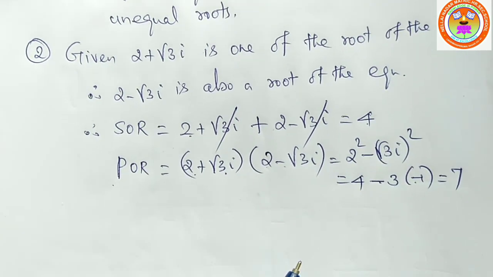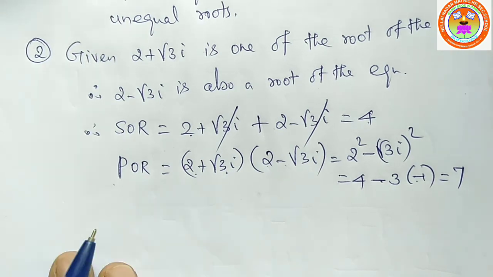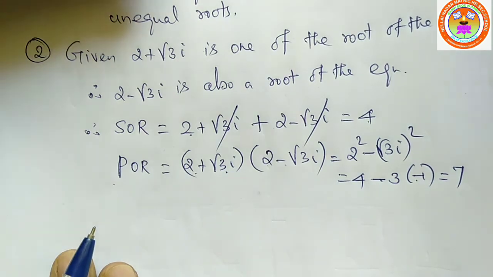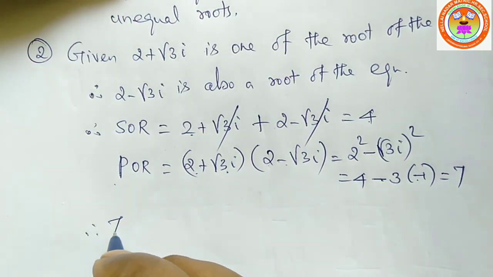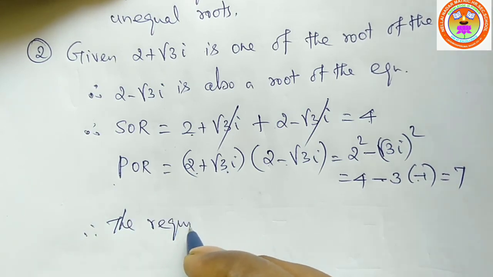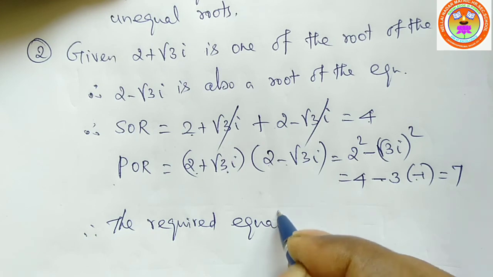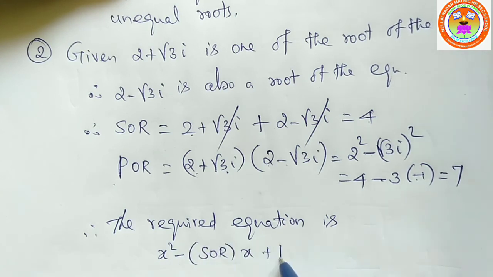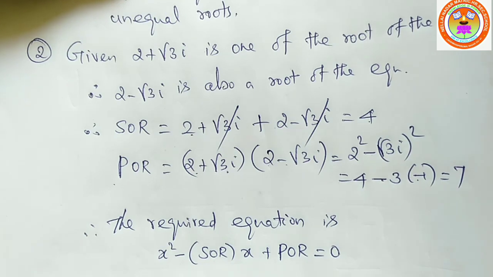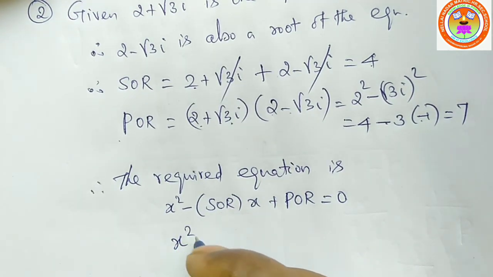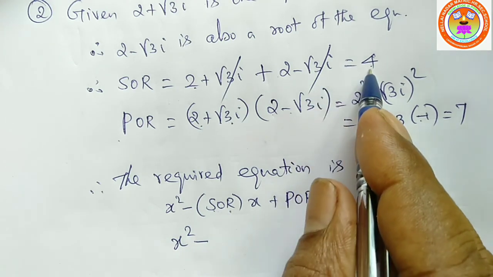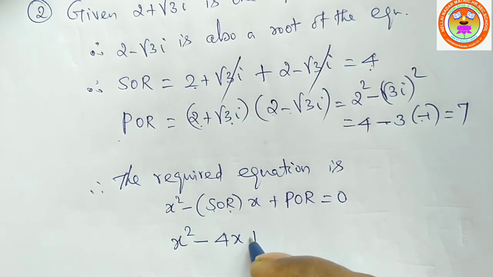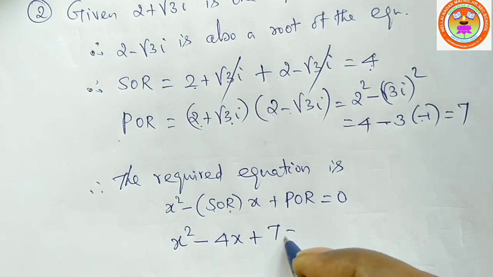So with this we can form one quadratic equation, right? Therefore, the required equation is x square minus sum of the roots into x plus product of the roots is equal to 0. That is x square minus 4x plus 7, which is equal to 0.